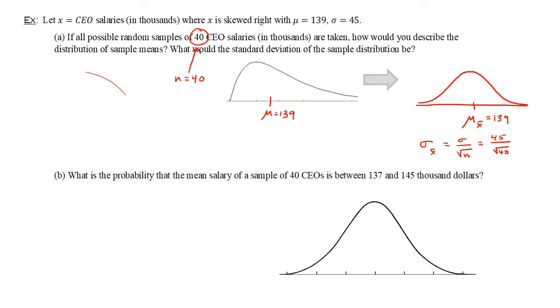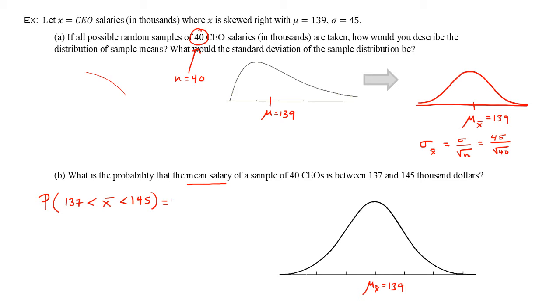And what is the probability that the mean salary of a sample of 40 CEOs is between $137,000 and $145,000? So here we're asking what's the probability that x bar is between 137 and 145, right? Because here we're talking about the mean salary. So that means we're looking at x bar, the distribution of x bar, right? And we're taking a sample of 40, so we can use the sampling distribution that we have above here. So we know it'll be 139 for the mean, same as our population mean. And our standard deviation is 45 over the square root of 40, whatever that is.